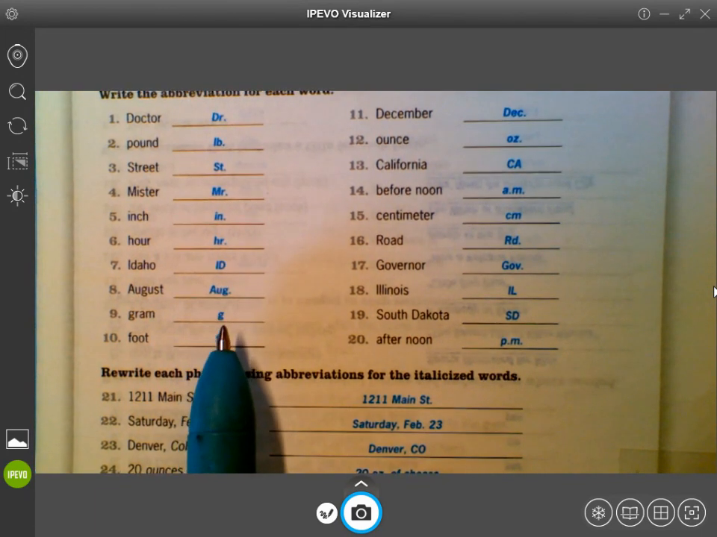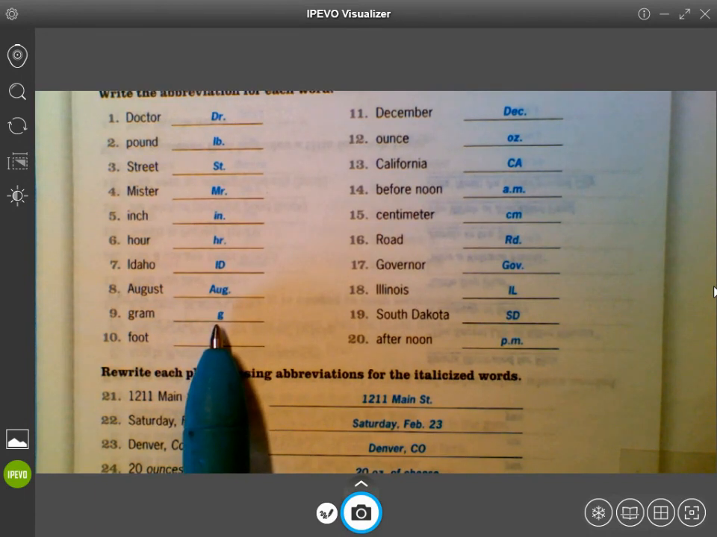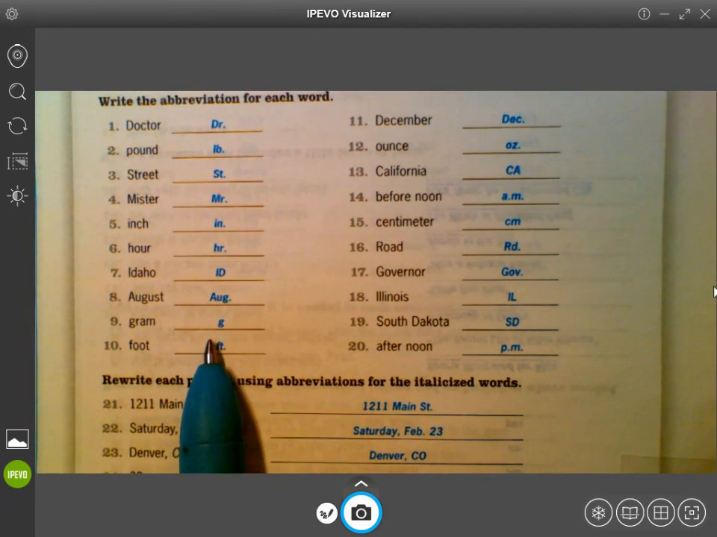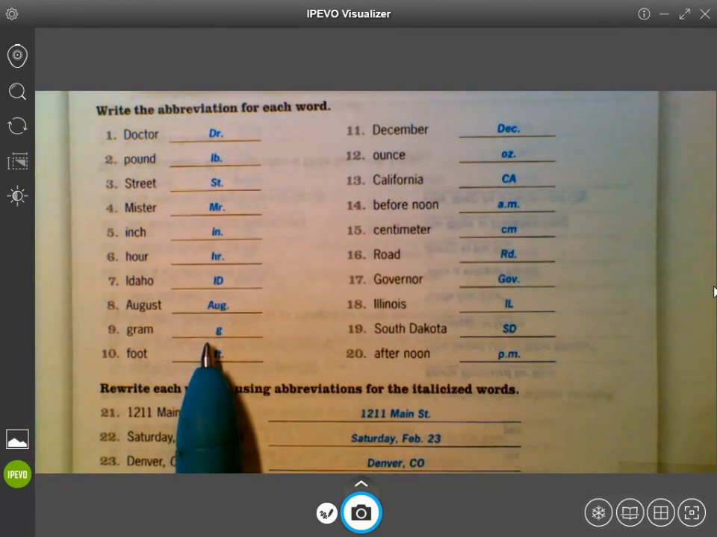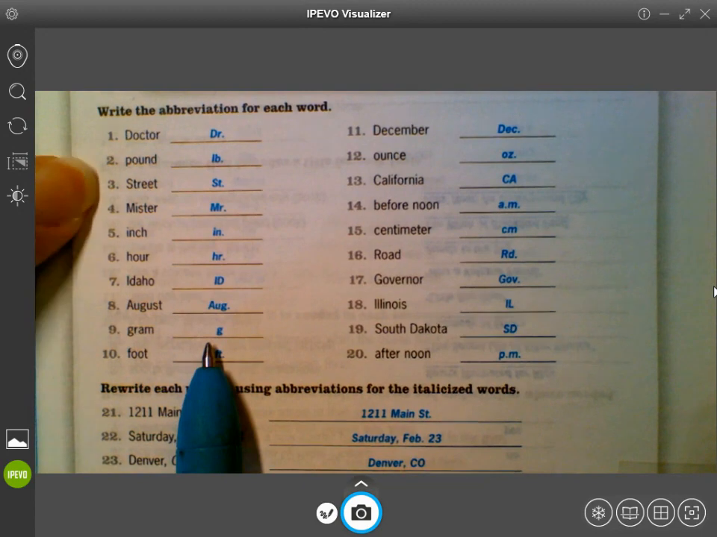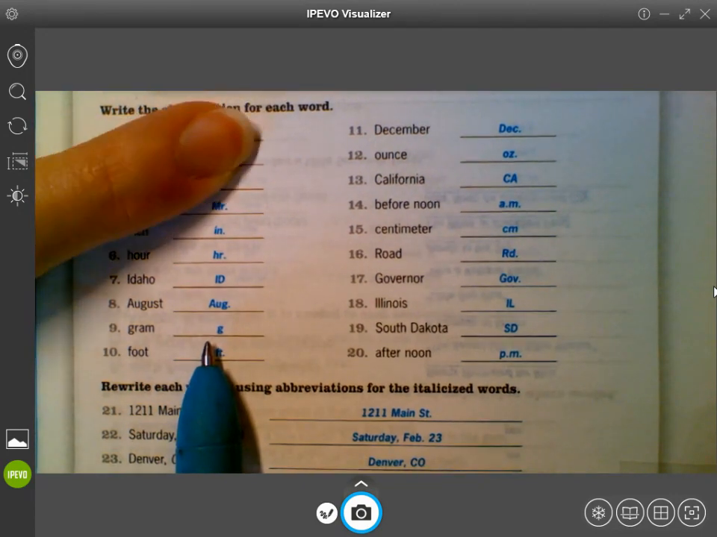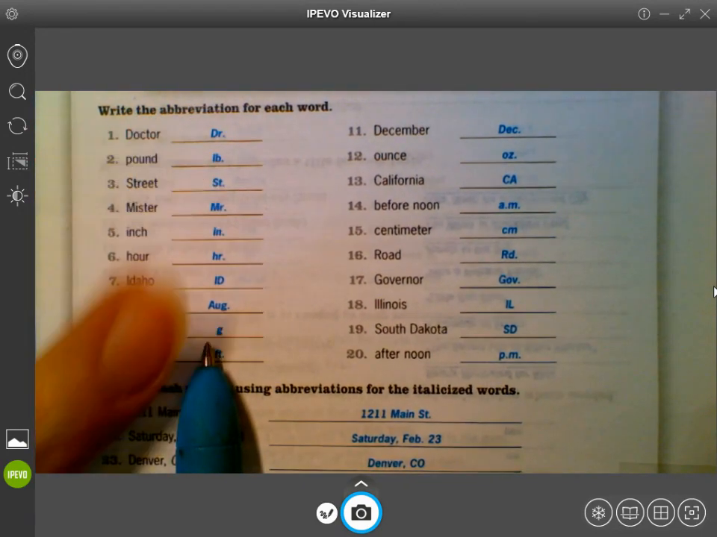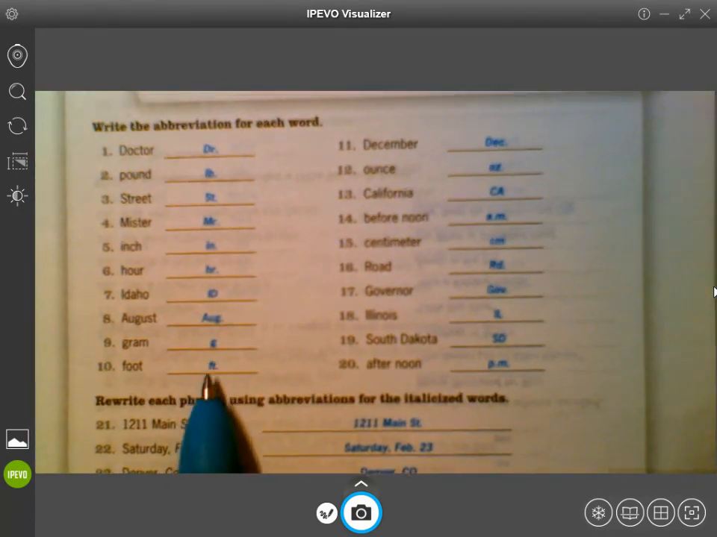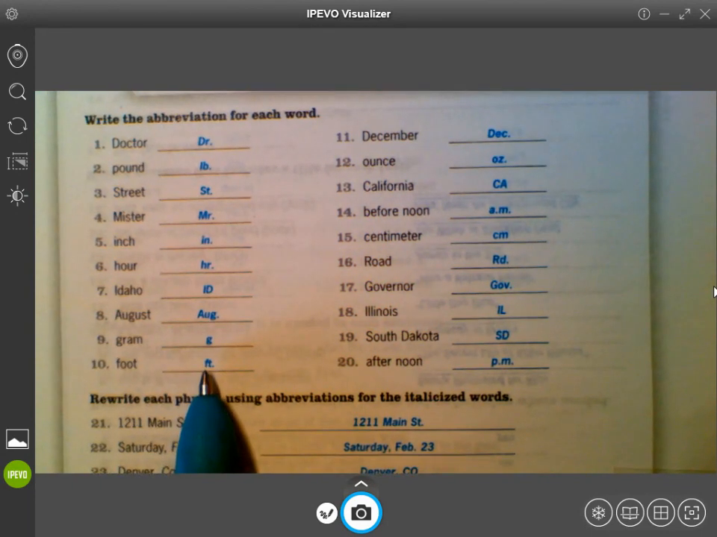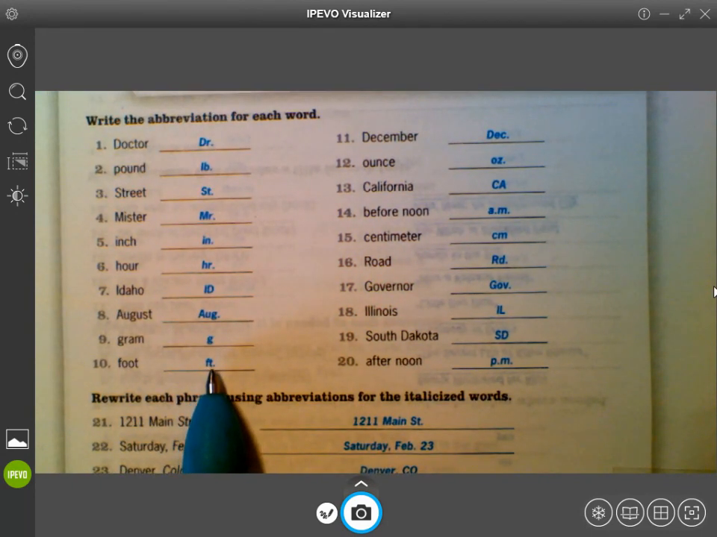Number 9, a gram, that's just a lowercase g. Now, if you put a period after that, I would technically accept it because it's kind of confusing because a gram, that's a form of measuring weight. And so if you look back up at the pound, the LB, we have a period with that abbreviation. So if you have a G with a period, I would accept that for number 9. Then number 10, foot, lowercase ft and a period.